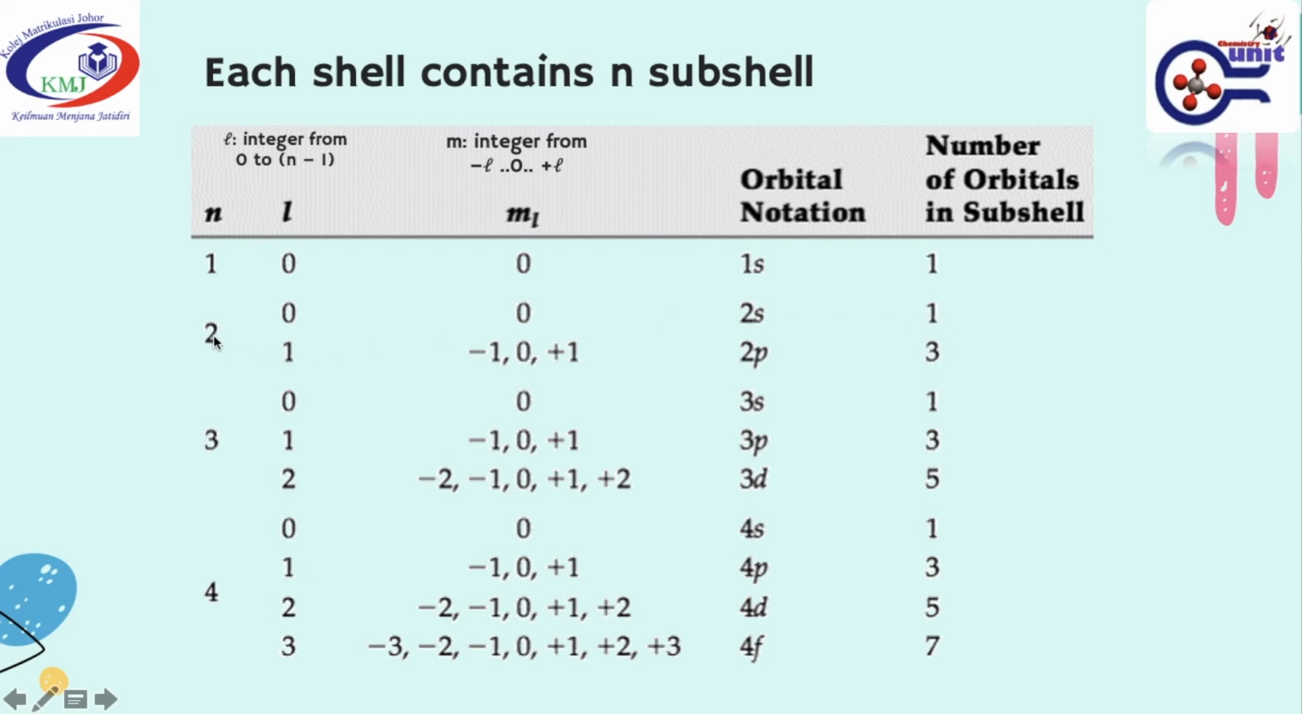Next, when n is equal to 2, L is equal to 1. The value of M must be negative 1, 0, and positive 1. Orbital notation, look at the value of n, 2, and the value of L, 1. 1 indicates p orbital, so the orbital notation is 2p. Number of orbitals in subshell, m has 3 values, so 3 number of orbitals in subshell.